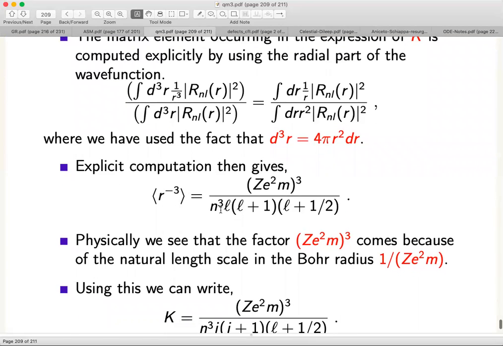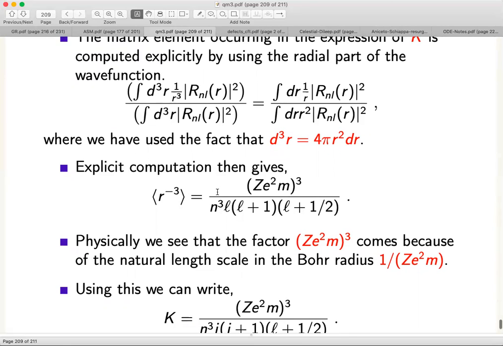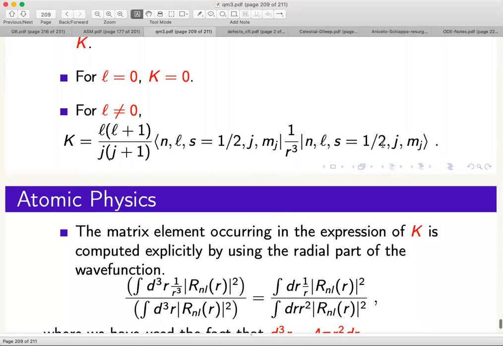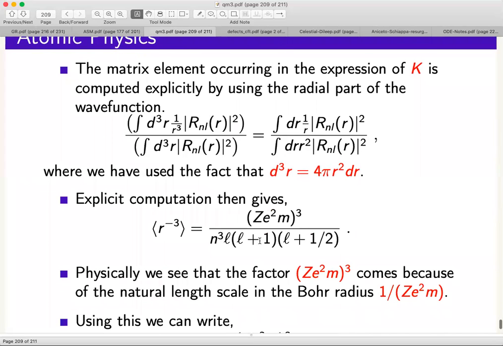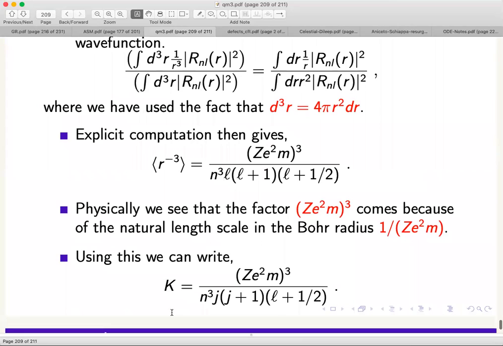So take this and plug it back into the expression for K. We have computed this matrix element. Put it in, and you notice that the L into (L plus 1) in the numerator gets cancelled by the L into (L plus 1) in the denominator here, and you get K to be (Z e squared m) cube upon n cube times J into (J plus 1) times (L plus half).